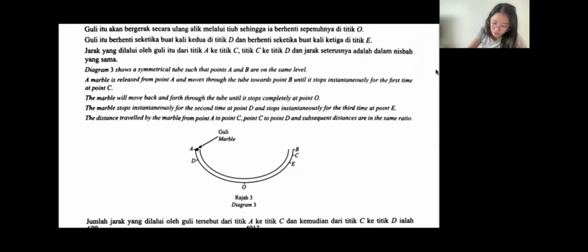Okay, diagram 3 shows a symmetrical tube such that point A and B are on the same level. Then a marble is released from point A and moves through the tube to point B. So this one will go here, go up to B. All right, and then until it stops instantaneously for the first time at point C. Actually, if you let go the GULI over here, it will reach B, C over here, it will stop a while, then go back to D. All right, go back to D. Then D, stop for a while.